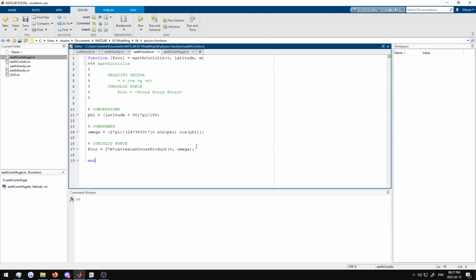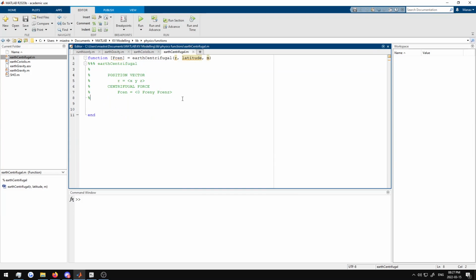And the Coriolis force, a very similar thing comes up in here, right? Because this term is 0, one of these will be 0, but I didn't calculate which one. So yeah, let's just do this. Conversions, constants, and then centrifugal force. So the first conversion we make is that we get phi, and this will be the latitude times pi divided by 180. This is the latitude in radians.